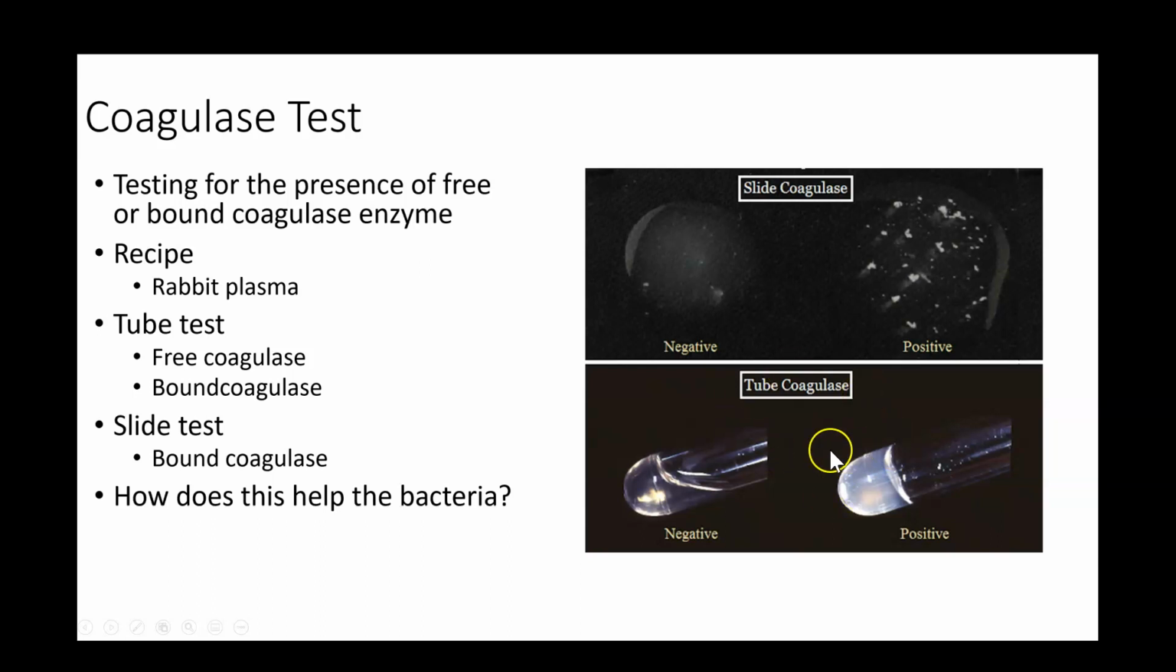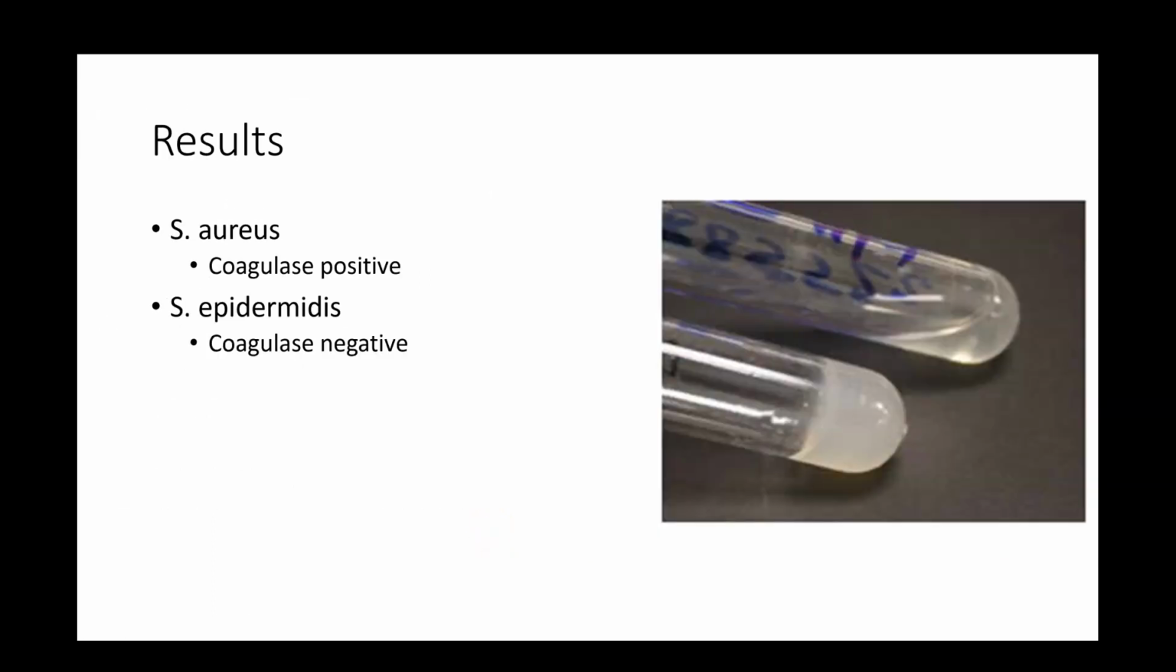So we already talked about how this helps bacteria. So we're good on this one. And then we have the results. Again, if we were in class, we would test a known positive and a known negative. Staph aureus is coagulase positive, and you can see that it clumps, basically turns into a gelatin type, a big clump, because it's activating those clotting factors contained within the plasma. And Staph epidermidis is coagulase negative, and so it looks just like you would expect the media to look, essentially like water, a liquid portion.